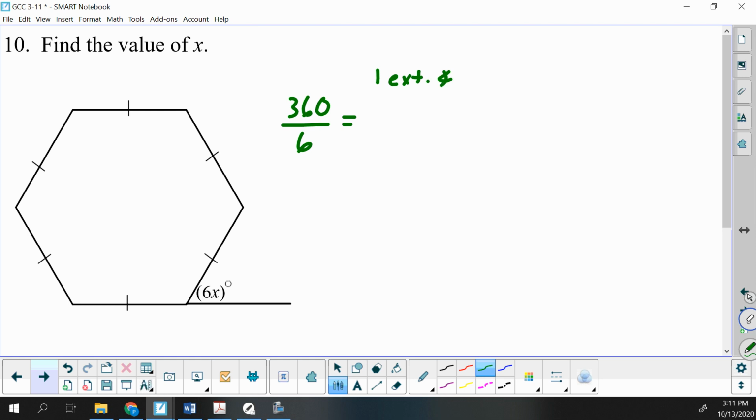Well, the way to do this in your head is you ignore the 0. 36 divided by 6 is 6, and then tack the 0 back on, so that gives us 60. So one exterior angle is 60, and we've also represented that as 6x. So this should equal 60. We'll divide both sides by 6, and we just get 10 equals x.